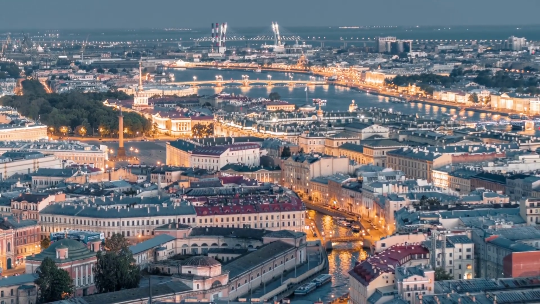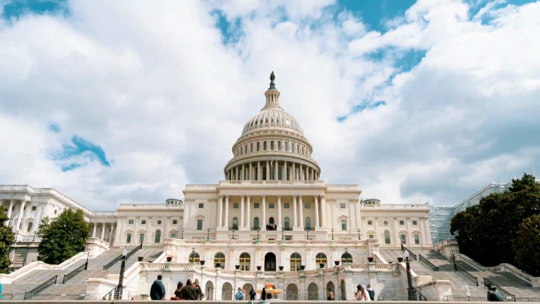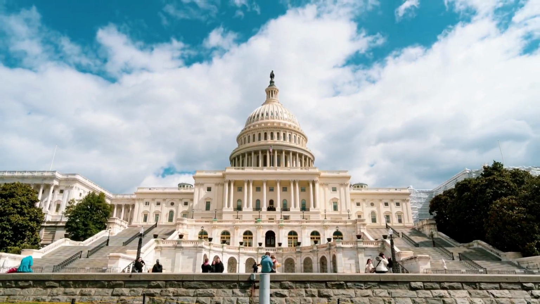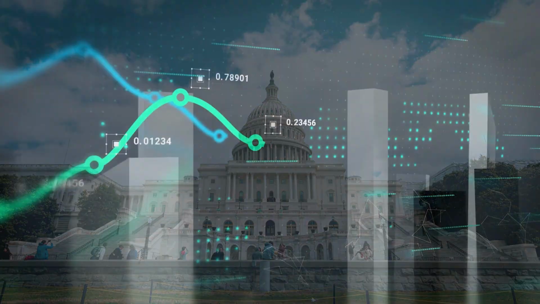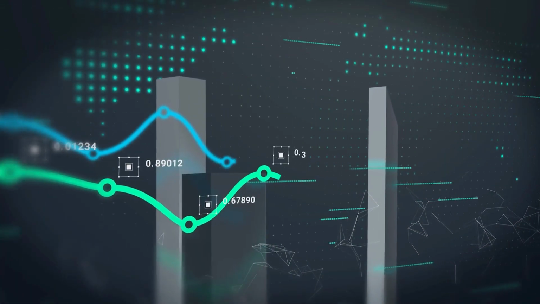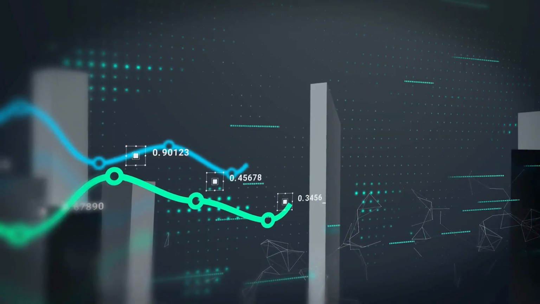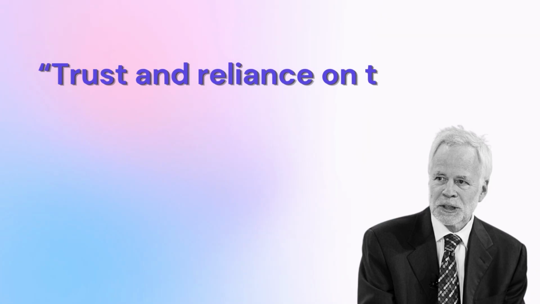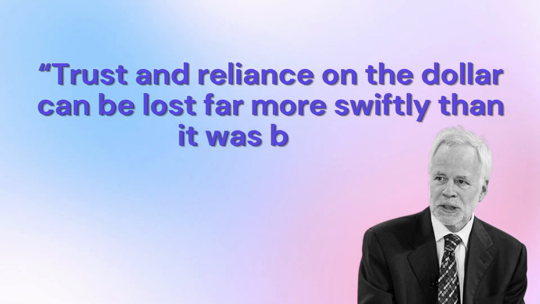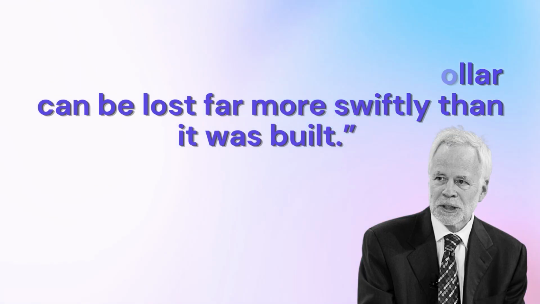Both China and Russia increased trade in yuan and rubles, bypassing the dollar entirely and moving the world towards a multi-currency global trade order. After the collapse of Bretton Woods, the dollar's dominance was based on economic power and global trust. But with other economic powers on the rise and a historic low trust, there really isn't much left to prop up the system. As stated by economist Barry Eichengreen, trust and reliance on the dollar can be lost far more swiftly than it was built.